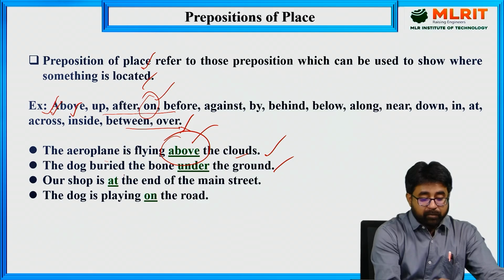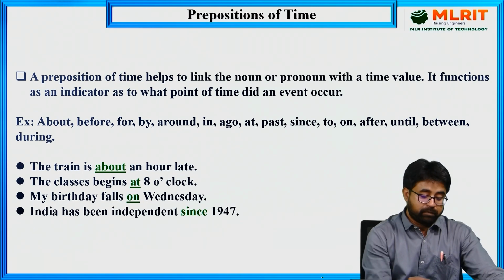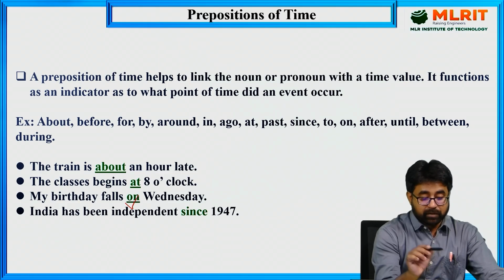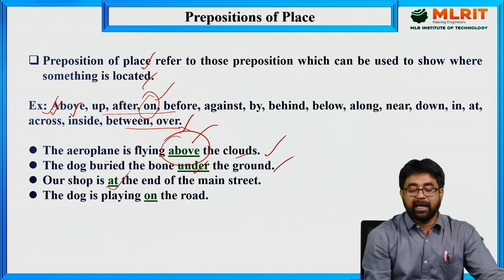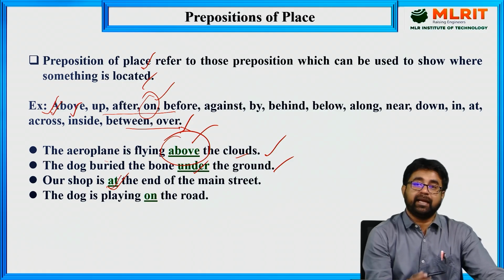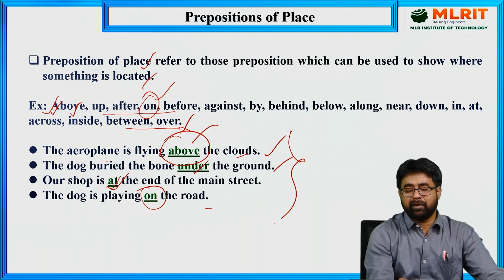The dog buried the bone under the ground. Now, under again is an example of a preposition of place. Our shop is at the end of the main street. At, again, is a preposition of place. And then, playing on the road. So these are all examples of prepositions of place.